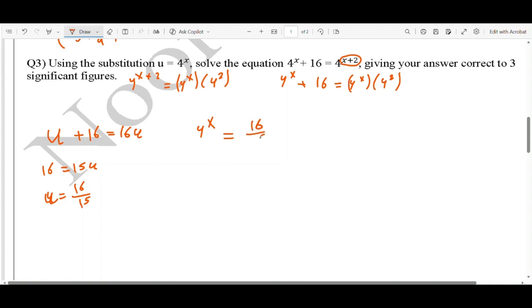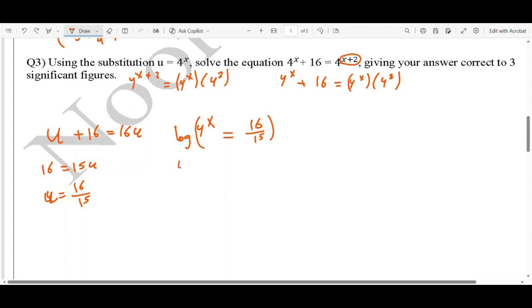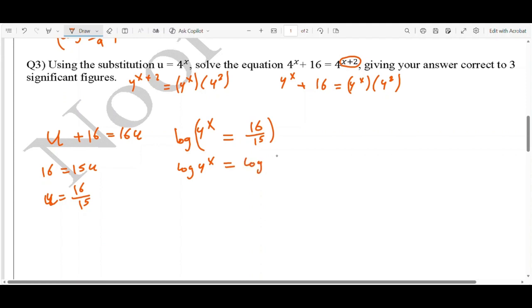I'm going back to the logarithmic rules and multiply by log. Log 4 to the power x equals log 16 over 15. Move x to become a coefficient. X log 4 equals log 16 divided by 15. X equals log 16 over 15, all of them divided by log 4. I'm going to have the answer to 3 significant figures.